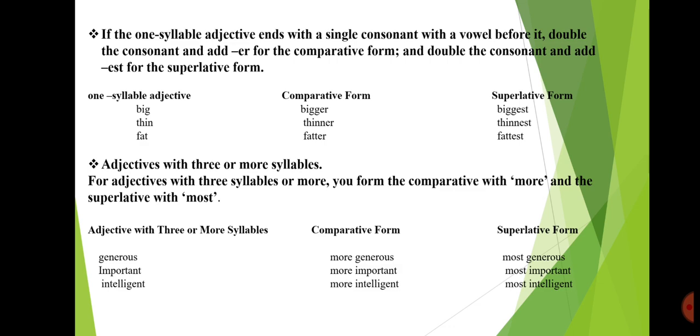Now these were with one syllable or two syllables. But what about the adjectives with three or more syllables? In such cases, we do not add er in comparative or est in superlative form. We just use the words more and most.